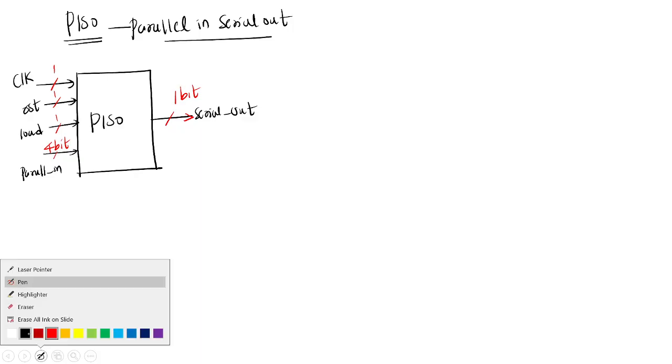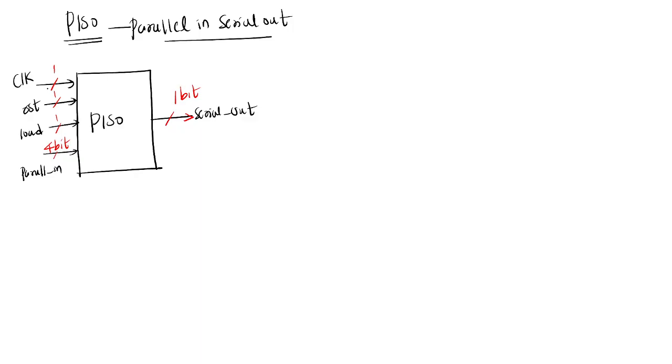So here the logic is, within one clock cycle we are loading the data. First, in one clock cycle, we are loading 4 bits of data. Then the next 4 clock cycles you are shifting the data. So first you are loading the data, and next you are shifting the data.